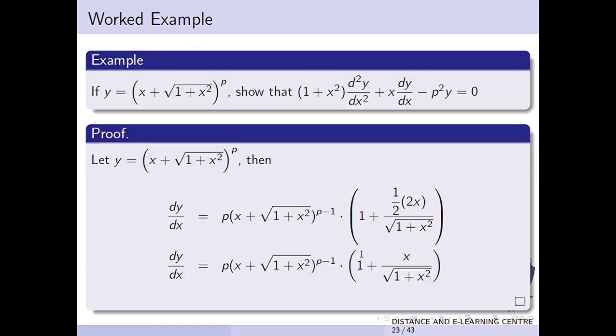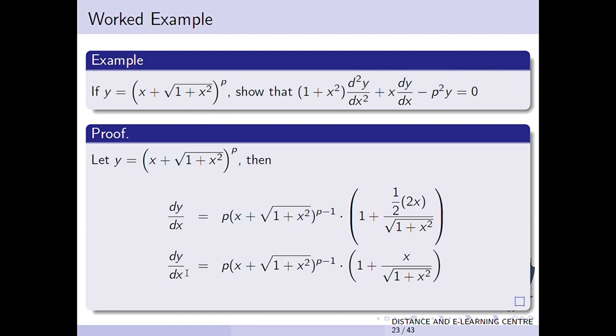This is another worked example, that if y is equal to (x plus square root of 1 plus x squared) raised to power p, show that (1 plus x squared) d²y/dx² plus x dy/dx minus p squared y is equal to 0. Proof. In proving, we say let y equal to (x plus square root of 1 plus x squared) raised to power p as given. Now we are going to differentiate once, dy/dx, you have this.